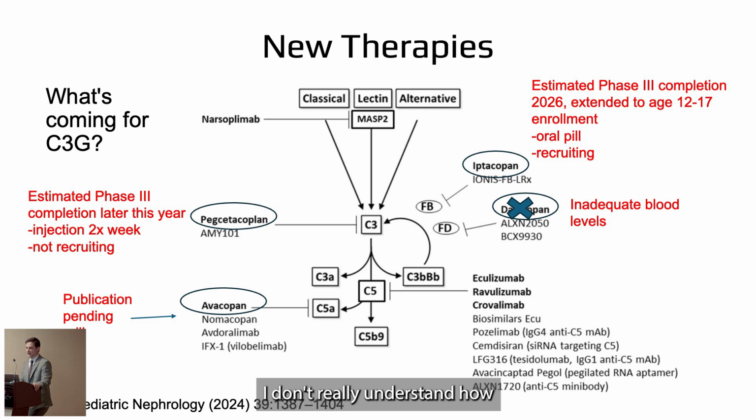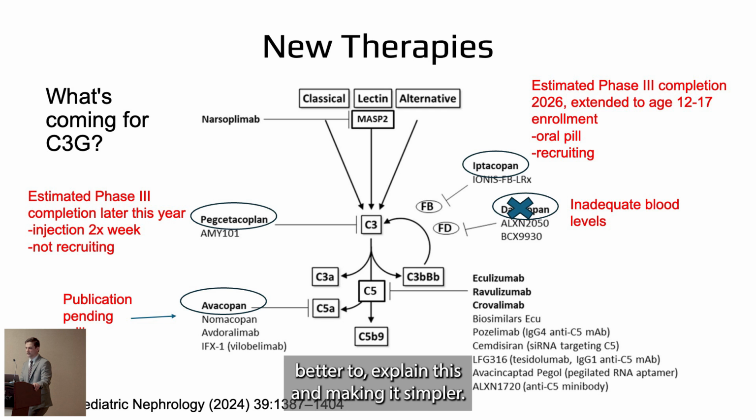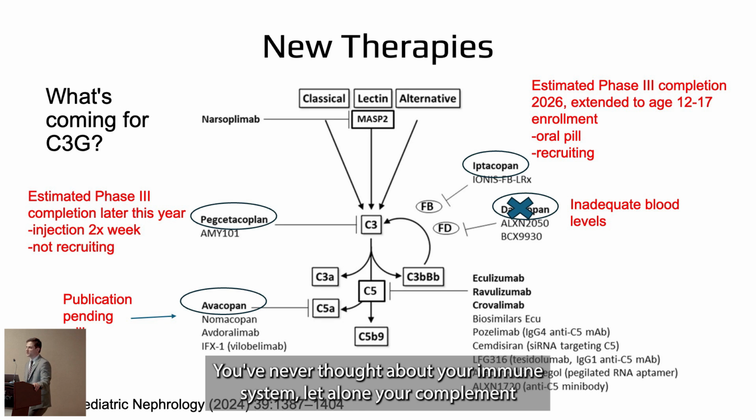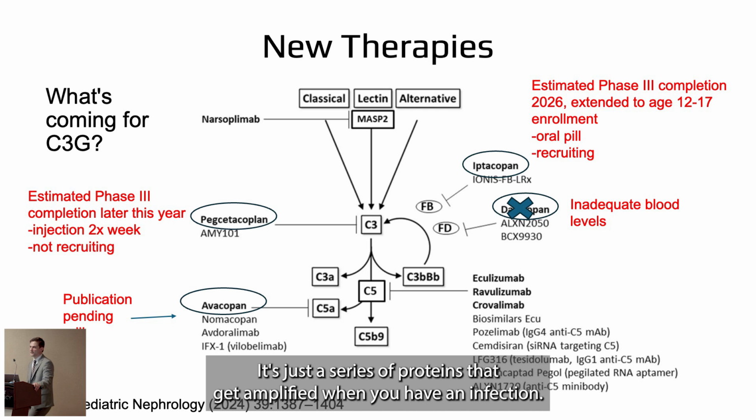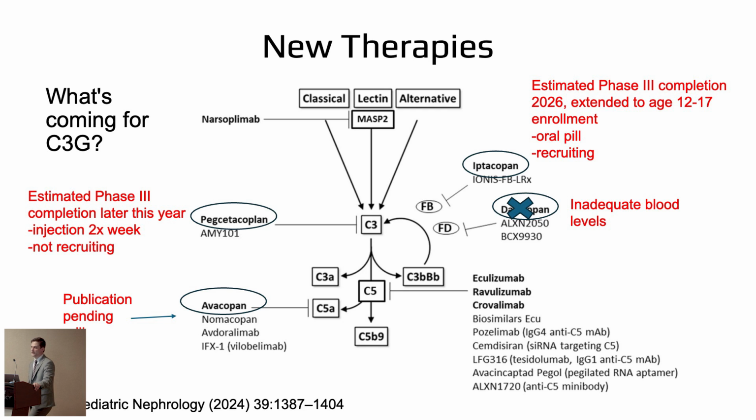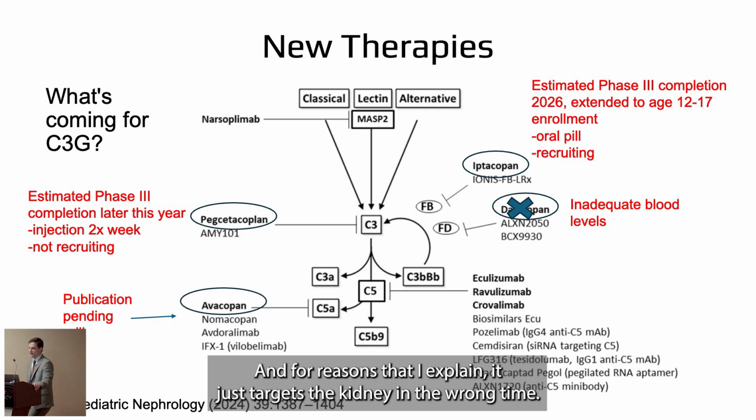I don't really understand how better to explain this and make it simple. It's very hard. It's not even tangible. You've never thought about your immune system, let alone your complement immune system and what that even is. But the best way to say it is, it's just a series of proteins that get amplified when you have an infection, and for reasons that I explained, just targets the kidney at the wrong time.